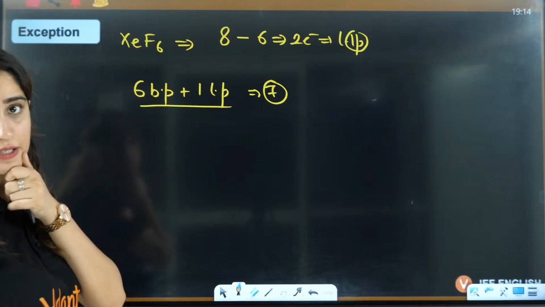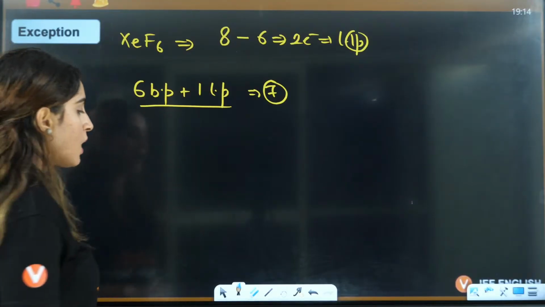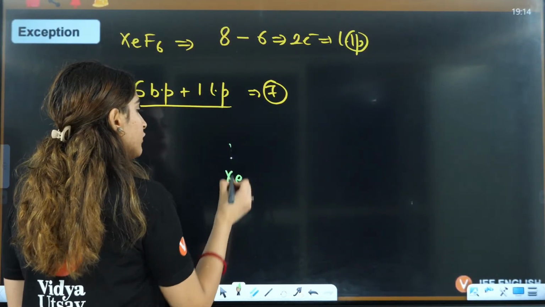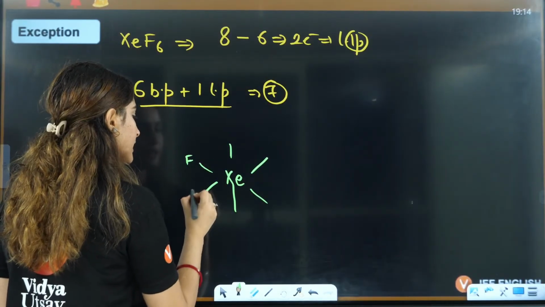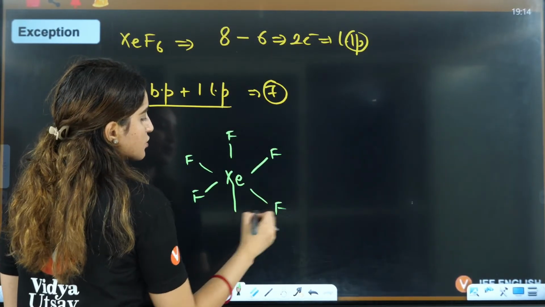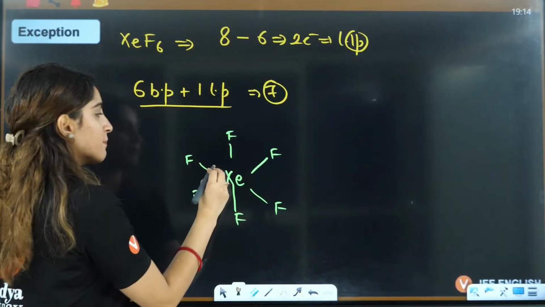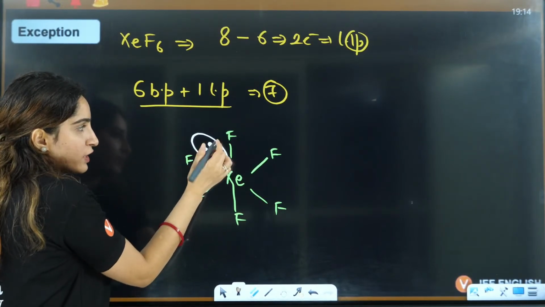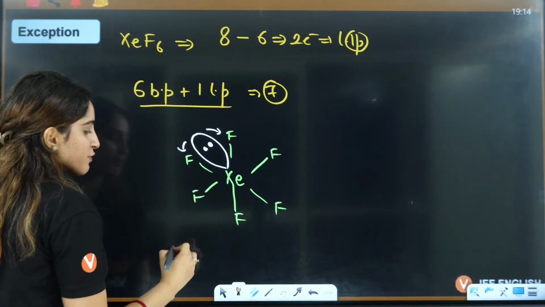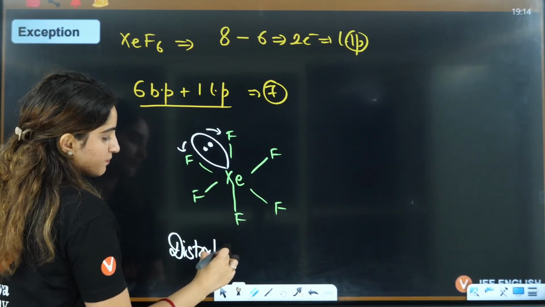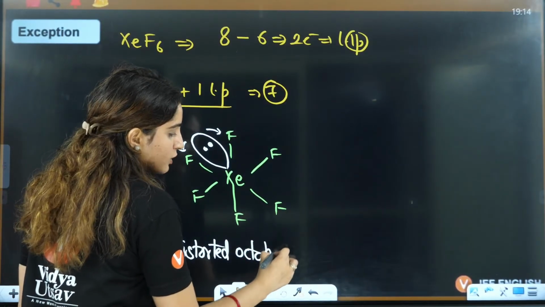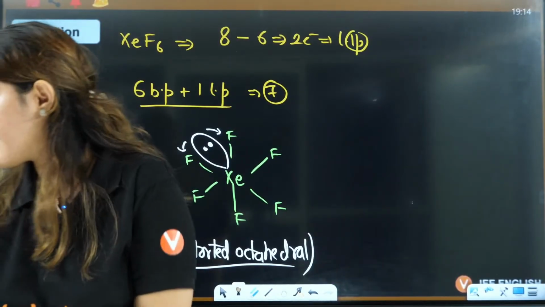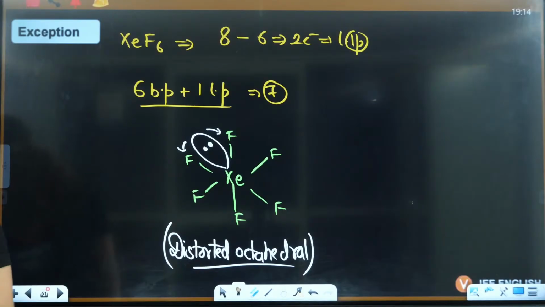Now this is having 7, so it should be pentagonal bipyramidal, but this is the exception. So here what kind of shape will it form? It will be octahedral only, right? With an exception it is, so that's why we just have to remember this, that this is the exception, and here you will have the lone pair. That's why it will cause repulsion here and here, and that's why it will be distorted octahedral. Distorted octahedral. Okay, everybody, that's it, right?